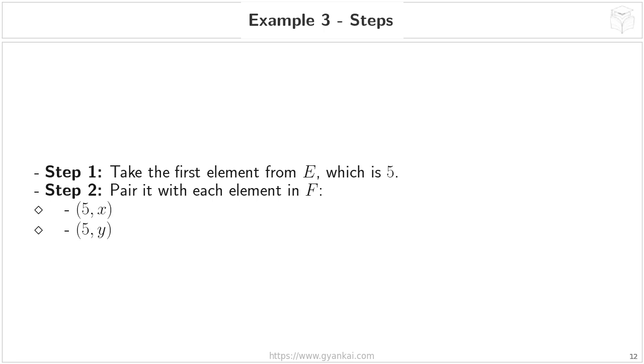So, we've now created the first two ordered pairs that will be part of our final Cartesian product. We're systematically working through each element of set E and pairing it with every element of set F. In the next slide, we'll continue this process with the next element from set E, which is 6, and build up the complete Cartesian product. Remember, it's crucial to be methodical to avoid missing any pairs.